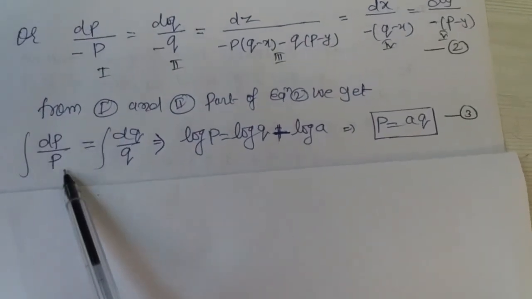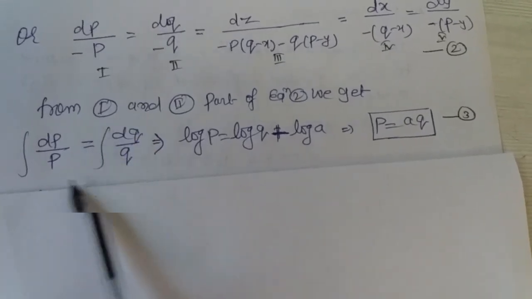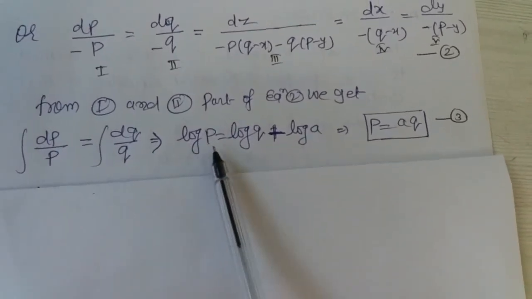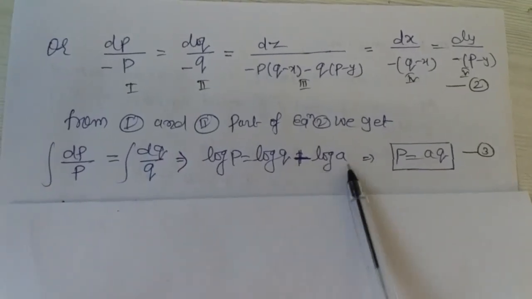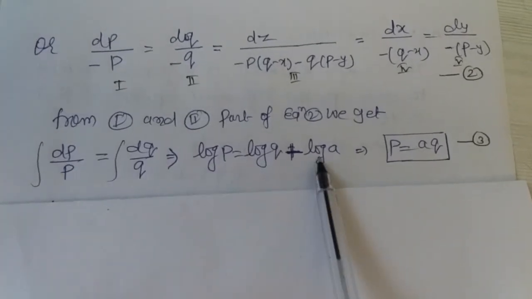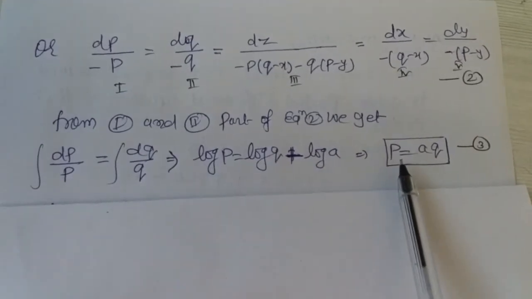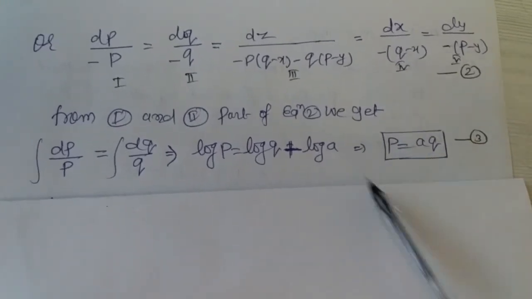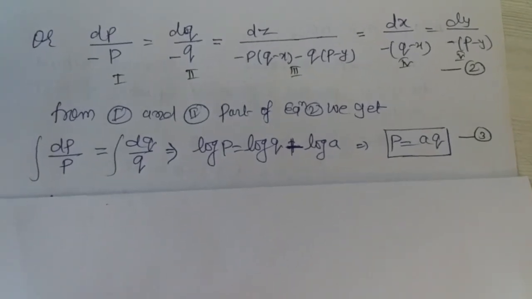We get dp upon p equal to dq upon q. So the variables are separated, so we integrate and get the integration of dp by p, which is log p, equal to the integral of dq by q, which is log q, plus a constant of integration log a. Now log m plus log n is log mn, so we get log p equal to log aq, the logs cancel, and finally we get p = aq. So this is a relation between p and q, and we have to obtain the values of p and q in terms of x, y and z.